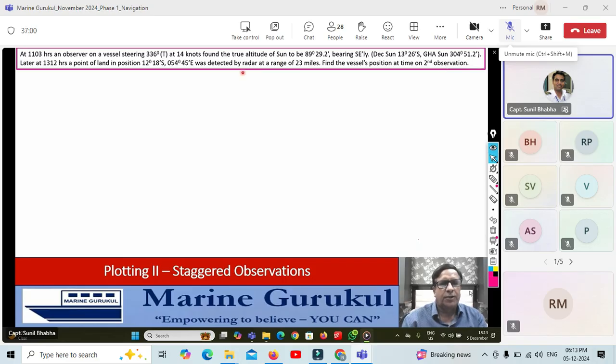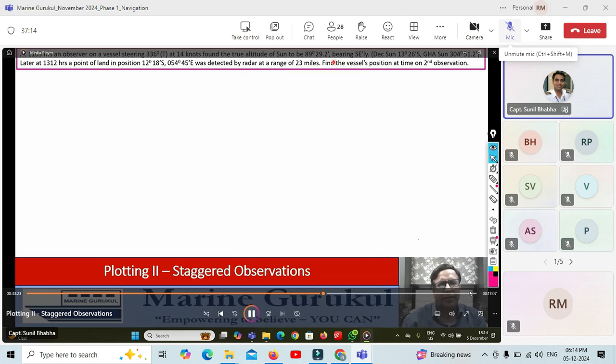Now, before we start with the question, I'm sure all of us would agree from our knowledge that at 11:03, it's a high altitude celestial observation. So we get a position circle with GP of the sun as the center and TZD as the radius. Is that clear up to here, beta? Very good.